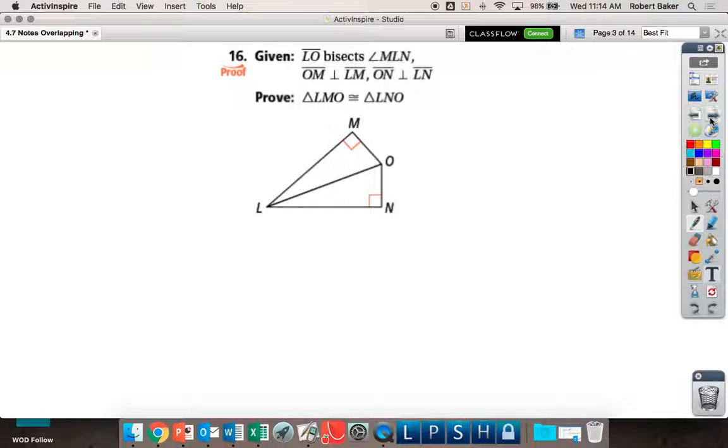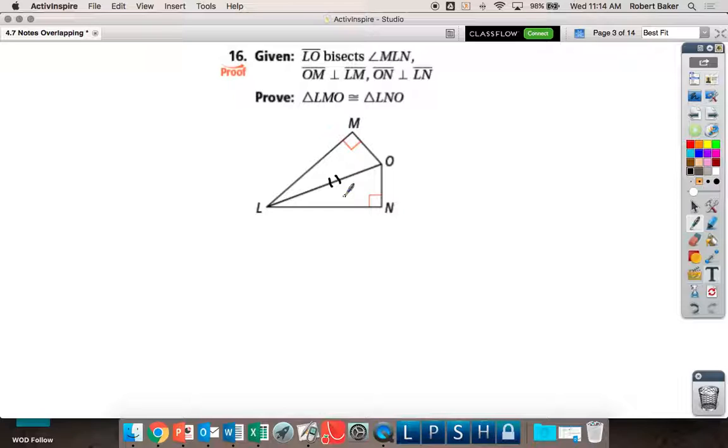Well, yeah. So first I did all the given statements as one thing. Then I proved that LO is congruent to itself. And I went through the steps to prove that MO and ON are congruent to each other. How did you prove that MO and ON are congruent?